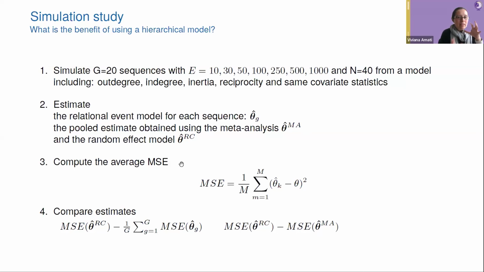We compare then the estimation through the baseline estimate that we would obtain using just a simple average of the single estimations on the sequences. And to compare the results, we use the mean square error, and we compare the estimate from the random coefficient model and a very simple average of the estimates for each group, and then the random coefficient model and the meta-analysis through differences in mean square error.